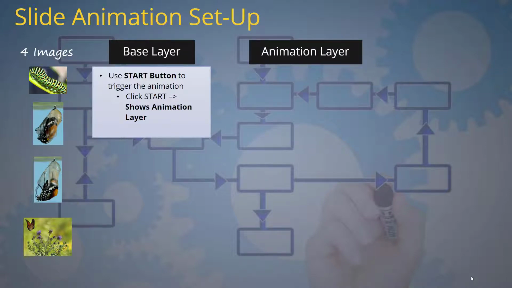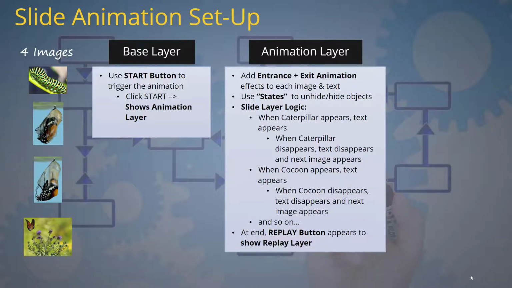On the animation layer is where the bulk of all our programming is going to be. Here we're going to add entrance and exit animation effects to each image and text box, and use states to unhide and hide objects. If you don't know what a state is, we will get to this later in another video, but I will go over it briefly in this video.